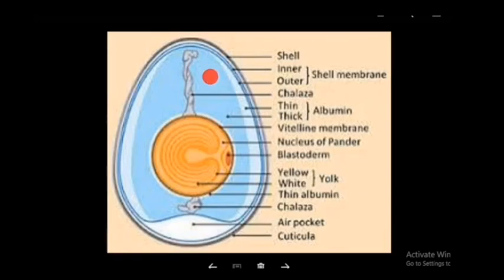This part here is what we refer to as the albumin. This here is the yolk. This thing here is called the chalaza. You can see it above the yolk, suspending the yolk in the middle. You can see it underneath here. So here we have the air space.